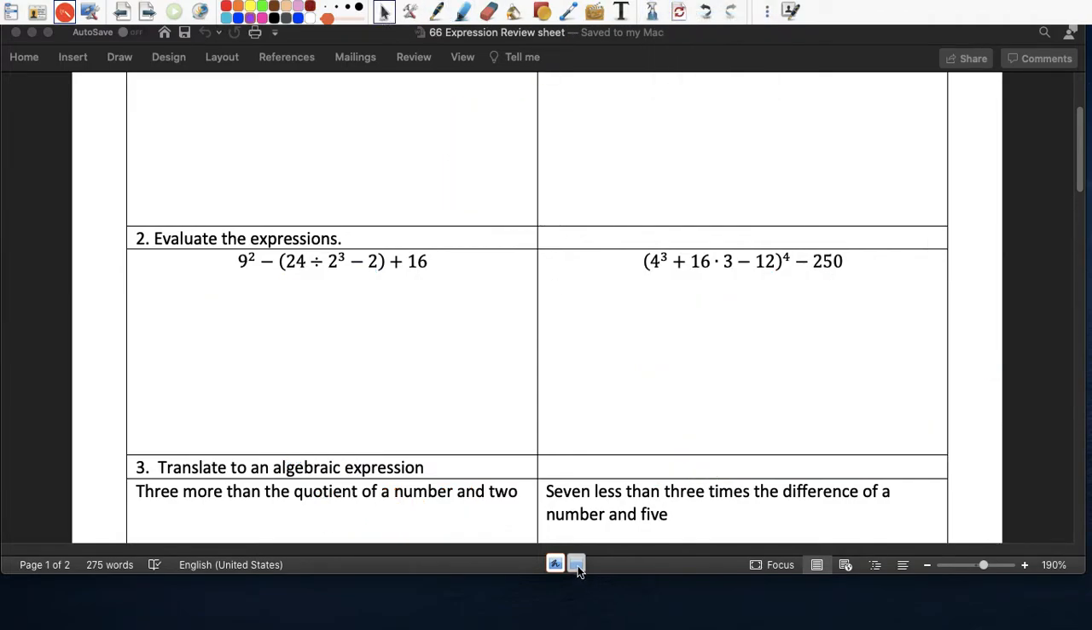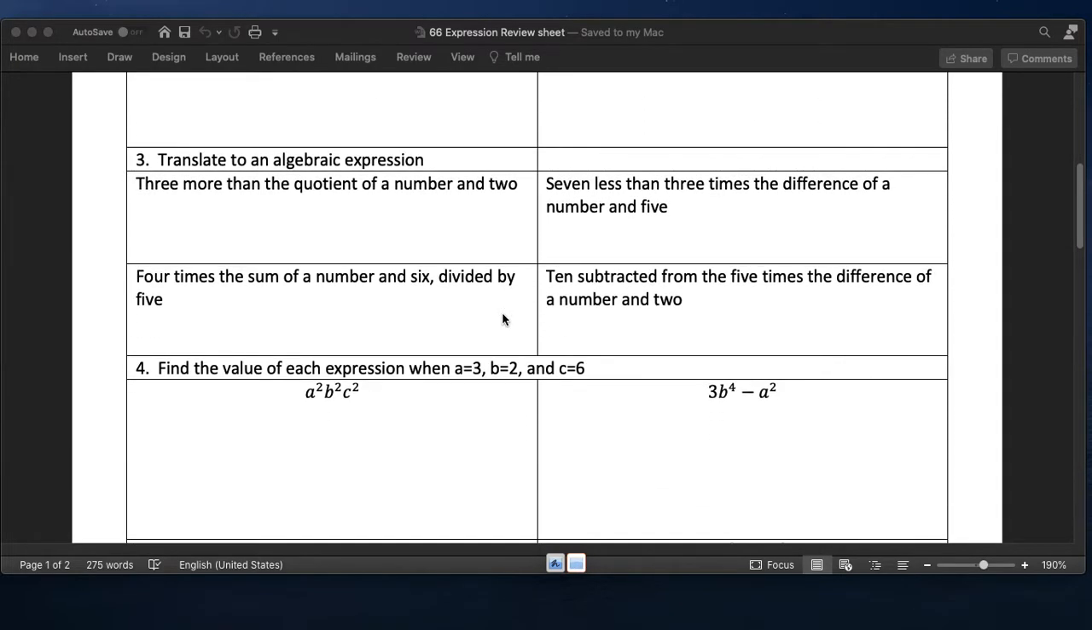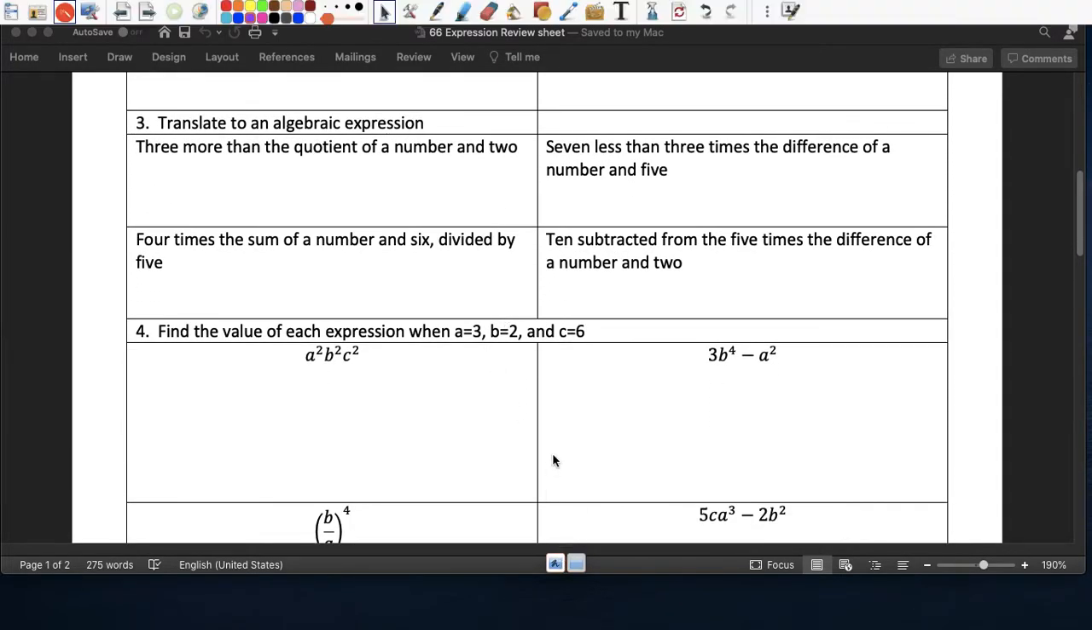All right, so now we do the translations. So 3 more. So I always should do this part. What is 3? 3 is 3. What's more than? Plus. Quotient, division. And what are we dividing? A number, n, and 2. That's 3 plus n divided by 2.